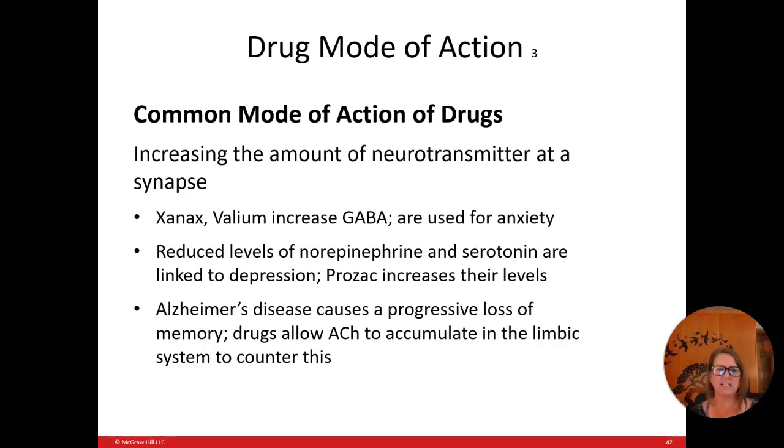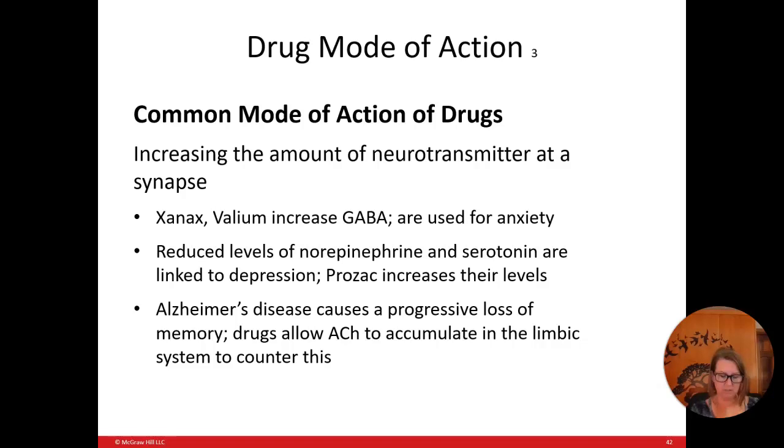Okay, Xanax and Valium. Xanax is used for acute anxiety. Valium is used for panic disorder. Both are going to increase GABA. GABA is an inhibitory neurotransmitter, so it makes sense that if you give someone a medication that increases the activity of their own natural GABA, it's going to slow you down and make you calm, okay?